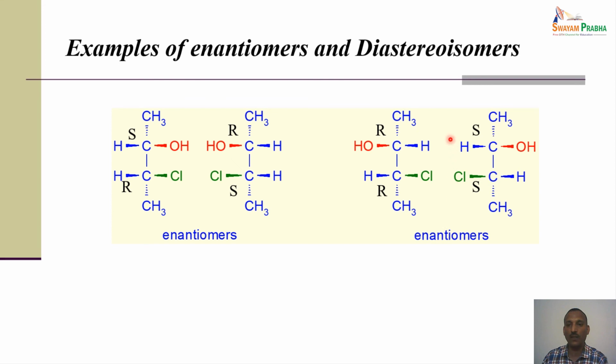In the same way, we have another set of enantiomers shown here. So any pair from this side and this side are basically diastereomers, but these two adjacent compounds are enantiomers.